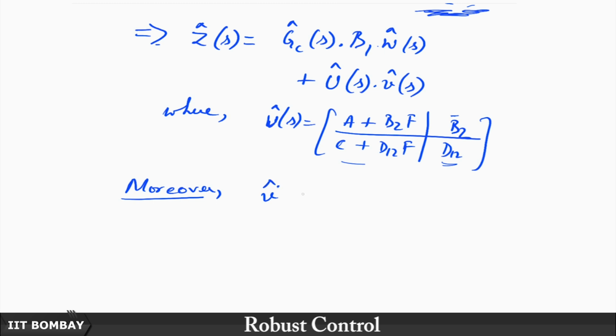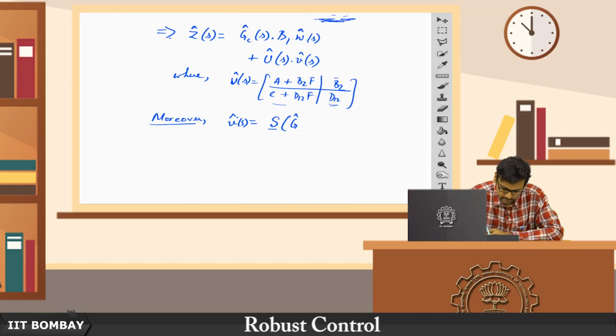Moreover, V hat is equal to V hat S, which is equal to the star product of G hat TMP and the controller K hat acting on W hat S, right. Why is this the case?